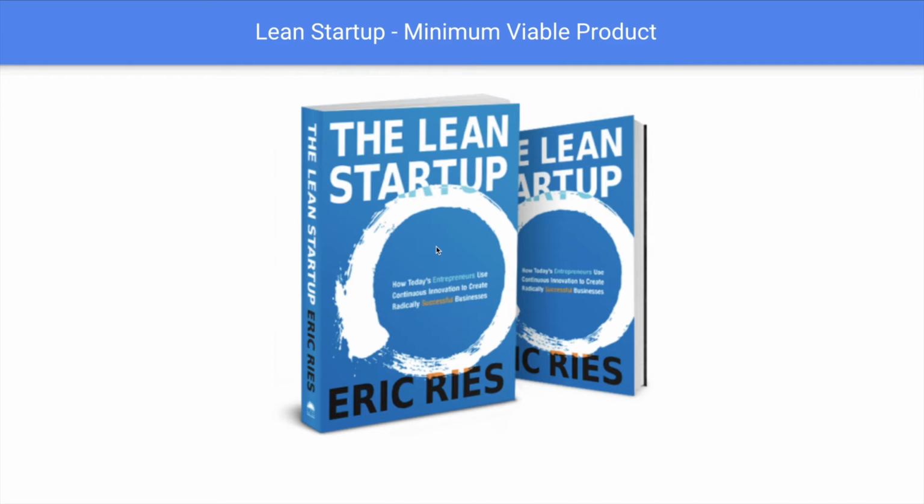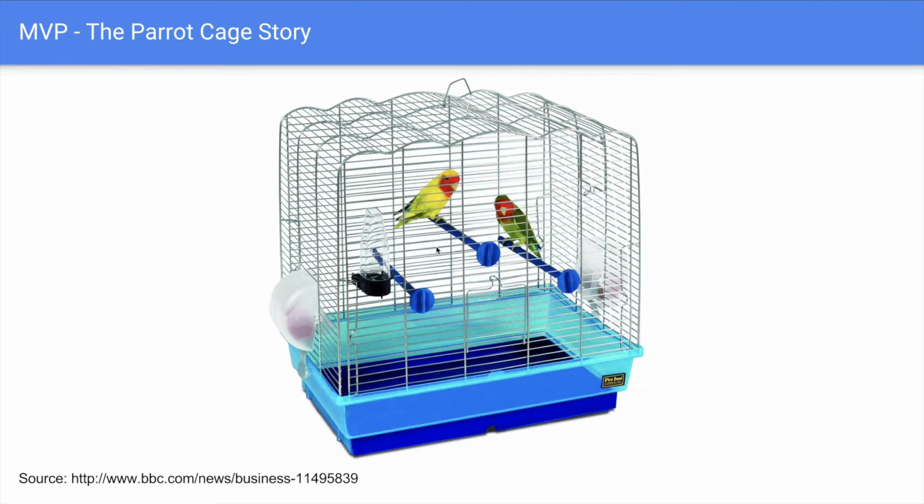Let me explain the concept of a minimum viable product, or MVP, with a quick story, which is true, by the way. The story is called the Parrot cage story. A while back there was a British company, and basically they were creating and running search engines. So they had a lot of data on what people were looking for, and one thing they figured out was that a lot of people on their search engine were looking for parrot cages.